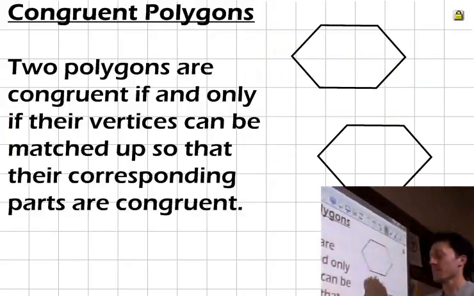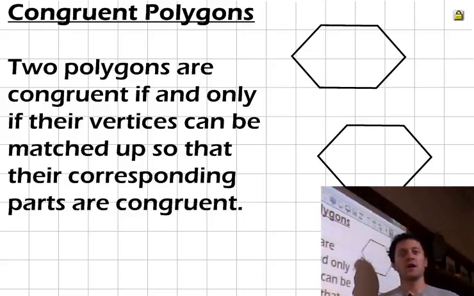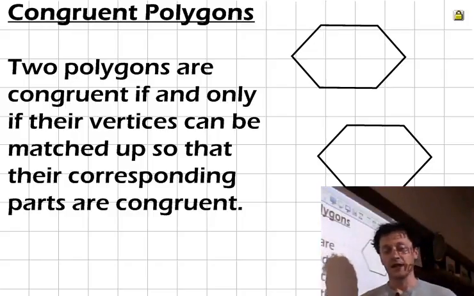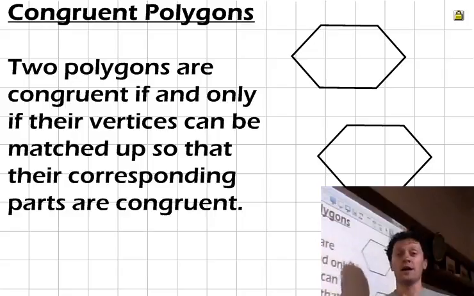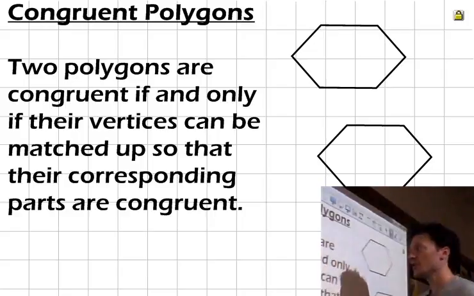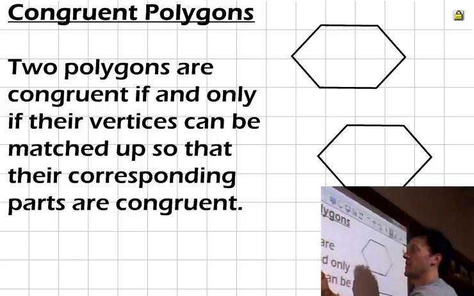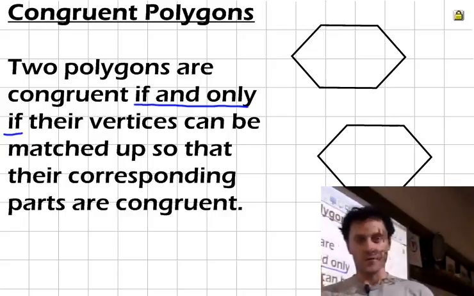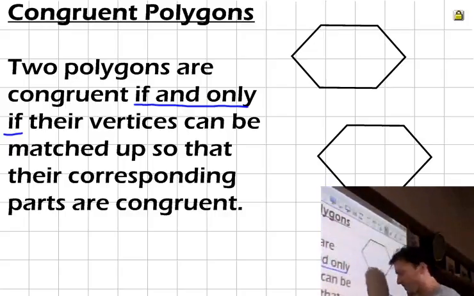Okay. And one last little nugget of information here. You can have congruent polygons too, as long as all the vertices match up and all of the sides and all of the angles are congruent. Now we're not going to see a whole lot of congruent polygons this chapter. We're going to see a whole lot of congruent triangles. But just so you know, this will come up. It's the same statement. It's an if and only if biconditional statement. Two polygons are congruent if and only if their vertices can be matched up so that their corresponding parts are congruent. Okay? That's it.